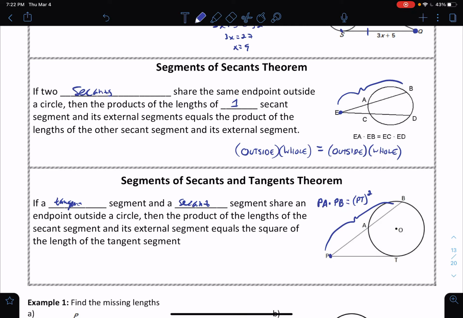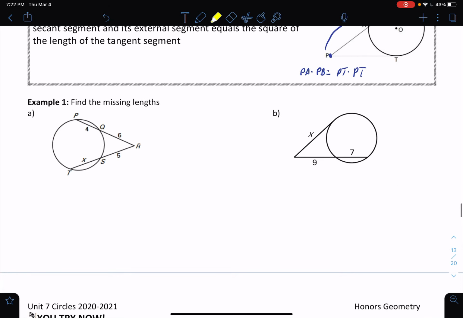It's still outside times whole equals outside times whole. It just so happens that when I'm dealing with a tangent, the outside and the whole are the same thing. So this is basically saying the outside times the whole equals the outside times the whole, but in a tangent, the outside and the whole are both PT. So PT times PT is going to be PT squared. So this relationship right here, outside times whole equals outside times whole, is what we'll be doing for most of these.